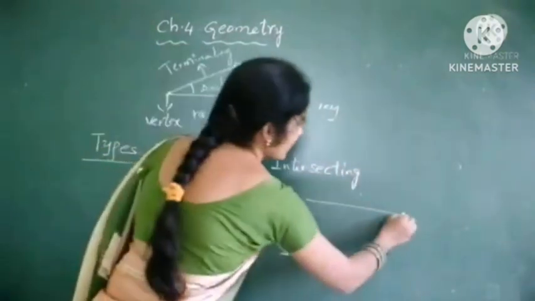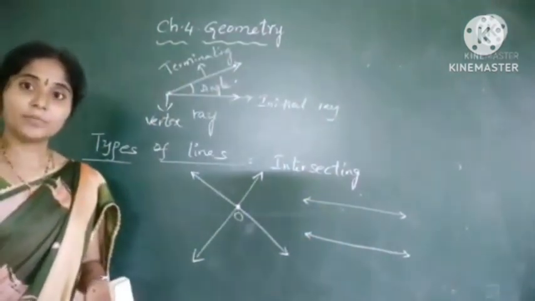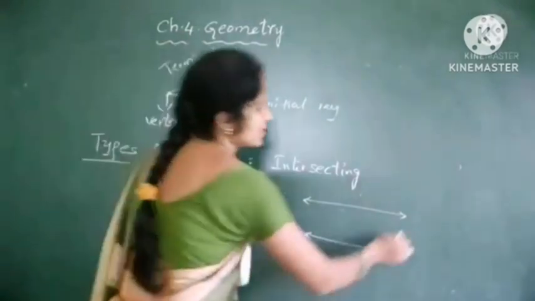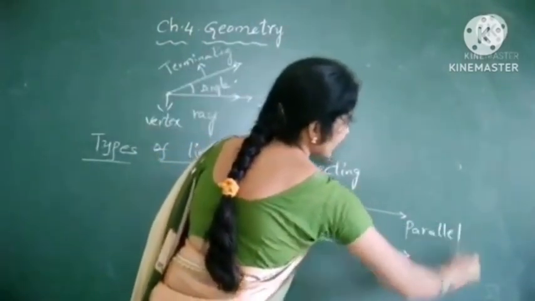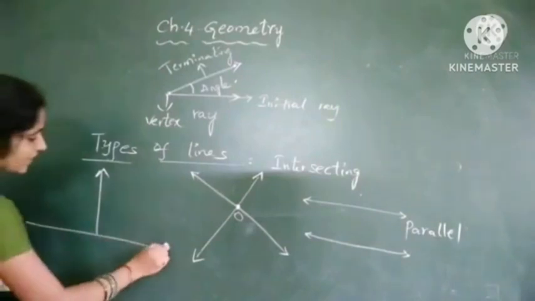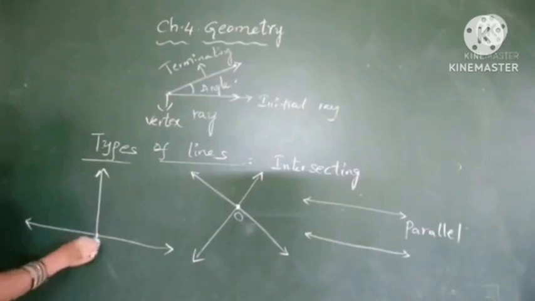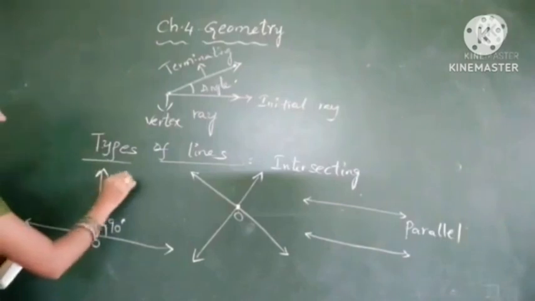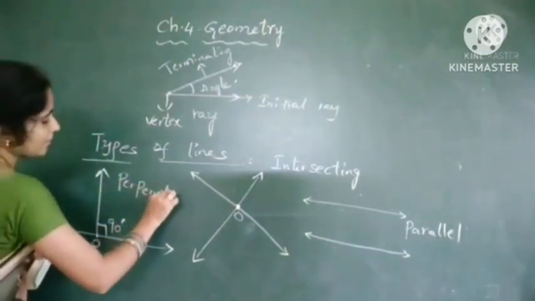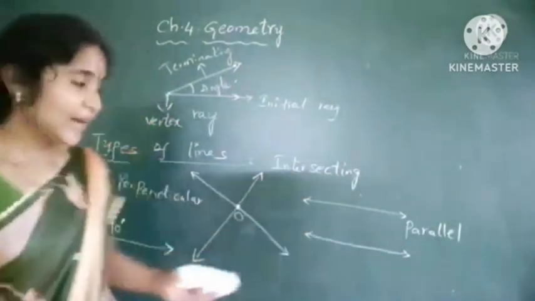When 2 lines never meet, for example a railway track, these lines are called parallel lines. If there is a standing line, a vertical line, and a sleeping line, a horizontal line, and they meet at a common point, the angle formed is 90 degrees. These types of lines are called perpendicular lines. Intersecting lines, parallel lines and perpendicular lines.